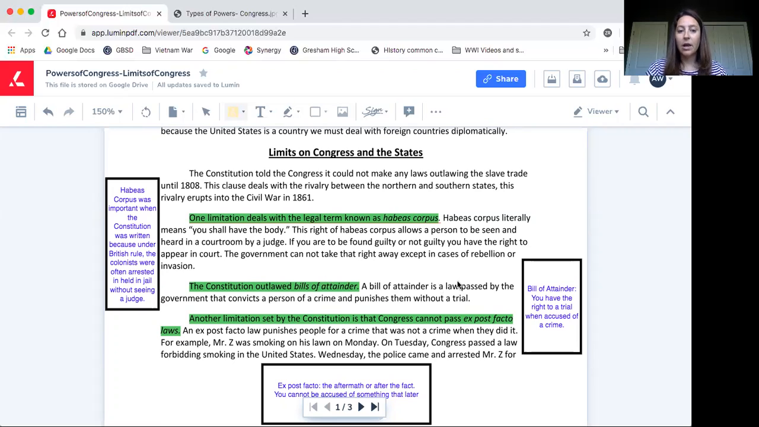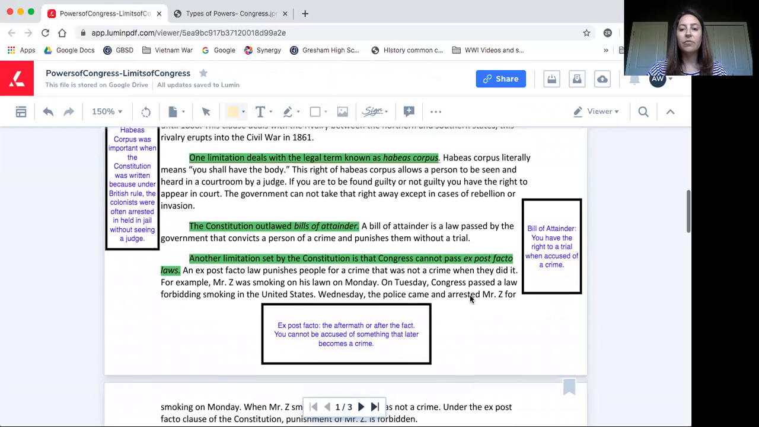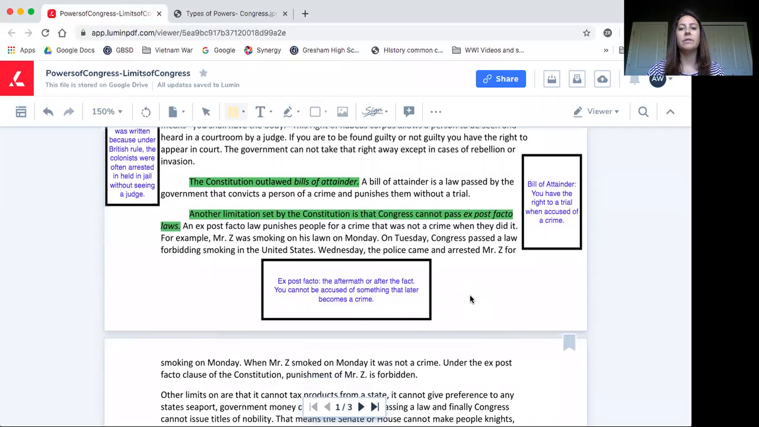Bills of attainder means that a person can't be, again, convicted of something without having a trial. And actually, these things are more listed specifically in the first few amendments, which we'll get to later. And then finally, another limit on Congress is Congress cannot pass ex post facto laws.